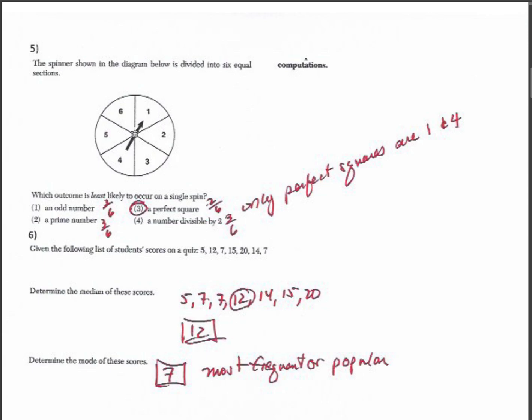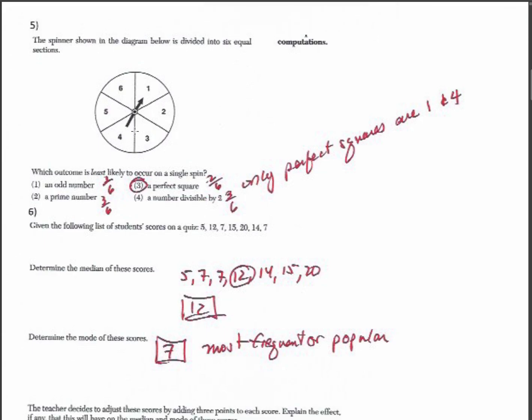Given the following list of student scores on a quiz, 5, 12, 7, 15, 20, 14, 7, determine the median. Well, the first thing you have to do for a median is line them up in order. In this case, there's a total of 7 scores. So there's a set of 3 below the middle, a set of 3 above, and then that score in the middle. So that score in the middle is a 12. I'm done. If there are 2 scores in the middle, I find the average of those 2 scores.